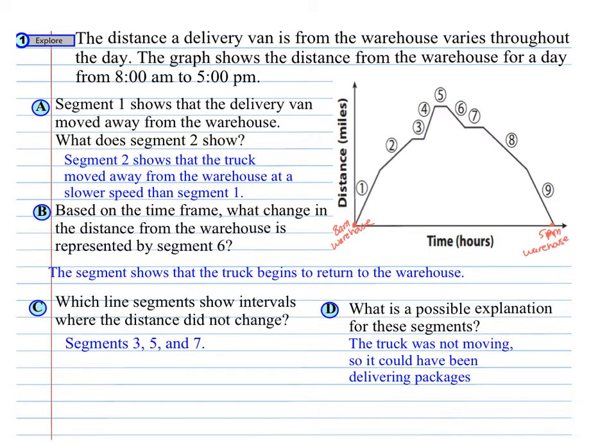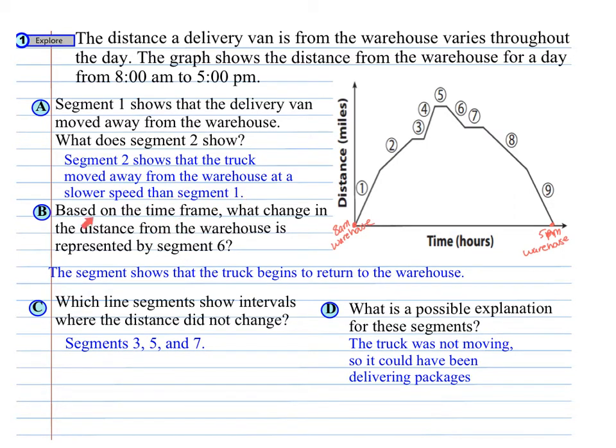For segment 1 right here, the delivery man moved away from the warehouse. And if you notice, this has a steeper slope, so it's rising faster. So he's probably leaving the warehouse a little faster. This has a less steep slope, so that means he's going a little slower. So this is why I wrote that segment 2 shows the truck moves away from the warehouse at a slower speed than segment 1.